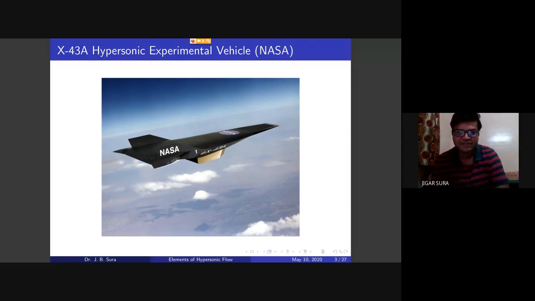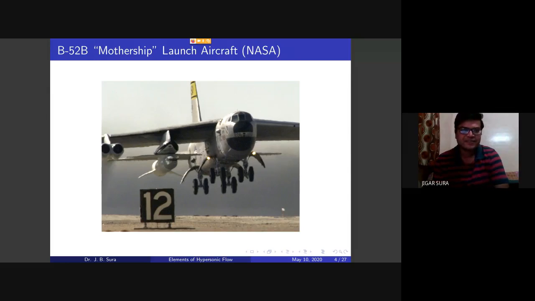The image that you see is of the X-43 hypersonic experimental vehicle by NASA, which is retired. It is the first plane without crew on board that was able to fly using a scramjet engine, which is useful for hypersonic flights, in 2004. This is the mothership or launch aircraft for that plane, the B-52B, also a retired plane. When you want hypersonic flight, you cannot start from the ground with an engine like a scramjet or ramjet. You need somebody to take you up there and then you launch.